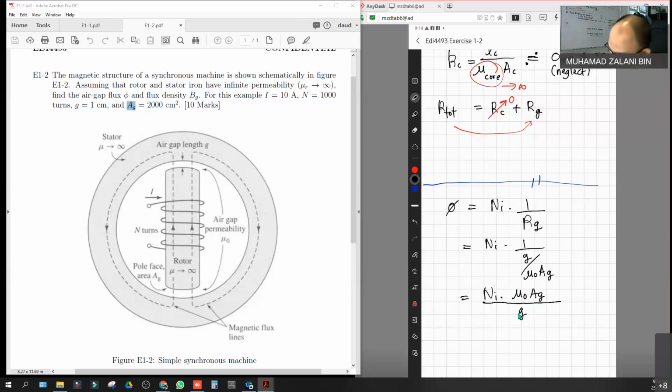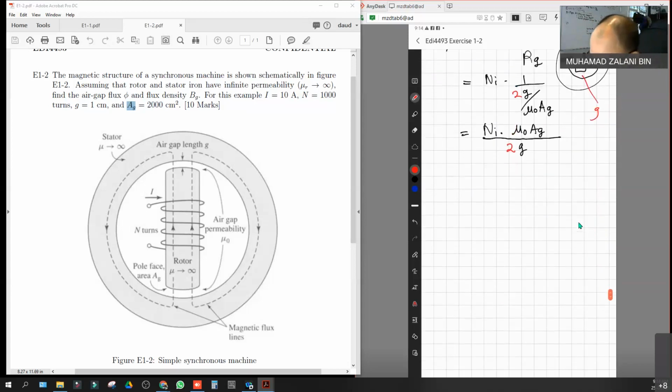But in this case, we have the stator and we have the rotor. So we have, this is G and this is another G. So how many G do we have? We have 2G, okay? So in this case, it's 2G. So once we rearrange the equations, we can just find the flux by substituting all the values given.